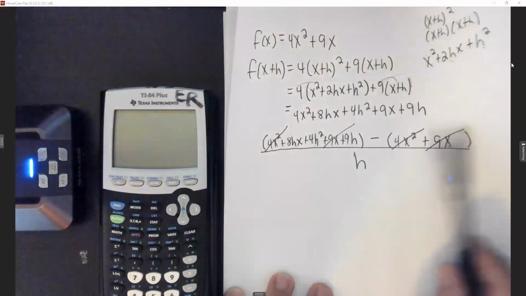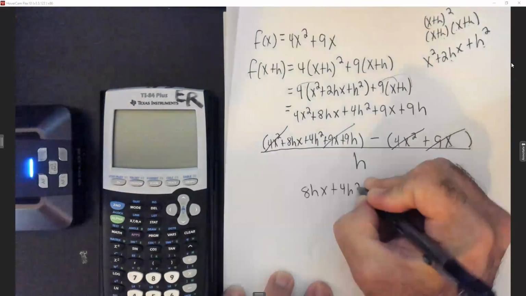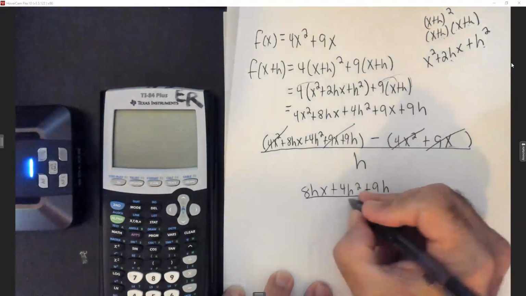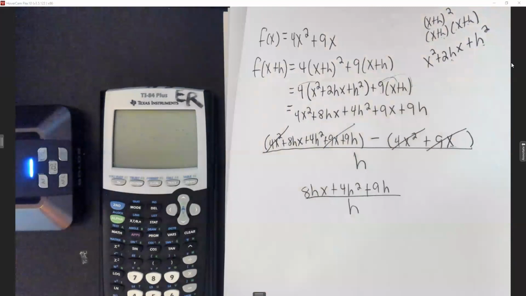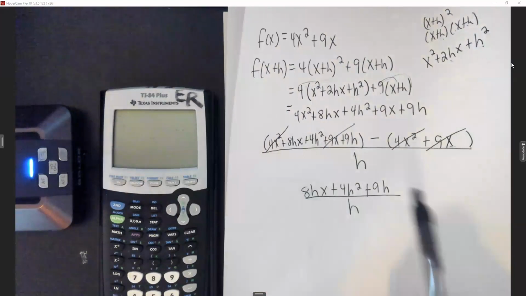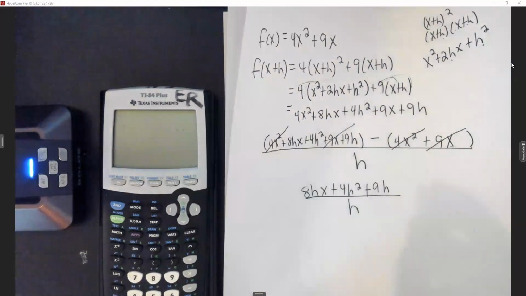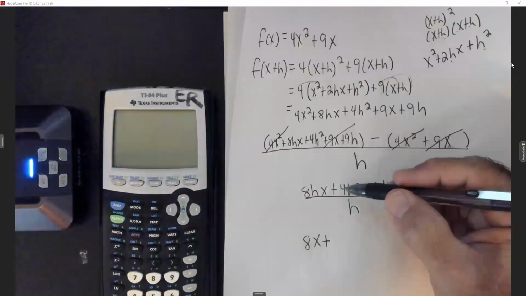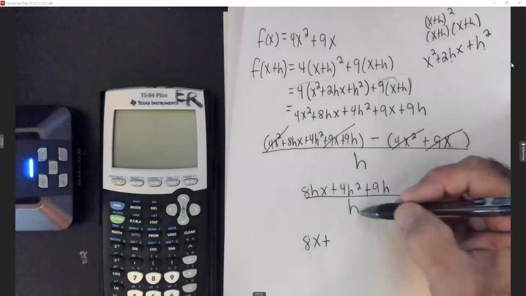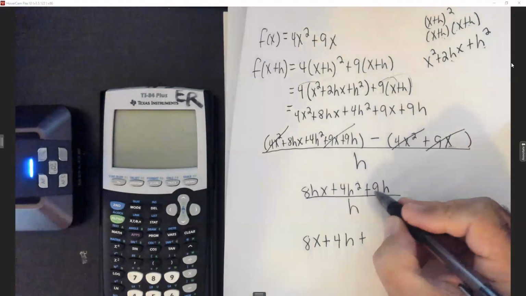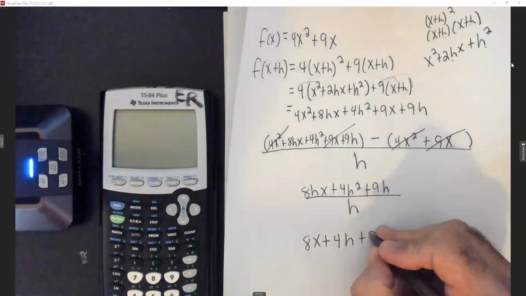All that's left is your 8hx plus your 4h squared plus your 9h. All of that divided by h. Now, since everything had h's left, we now got to cancel one h out of everybody. So if you cancel that h, you get an 8x plus 4h squared divided by h cancels one of the h's and leaves you with a 4h. And then 9h, when you cancel a h, leaves you with a 9.